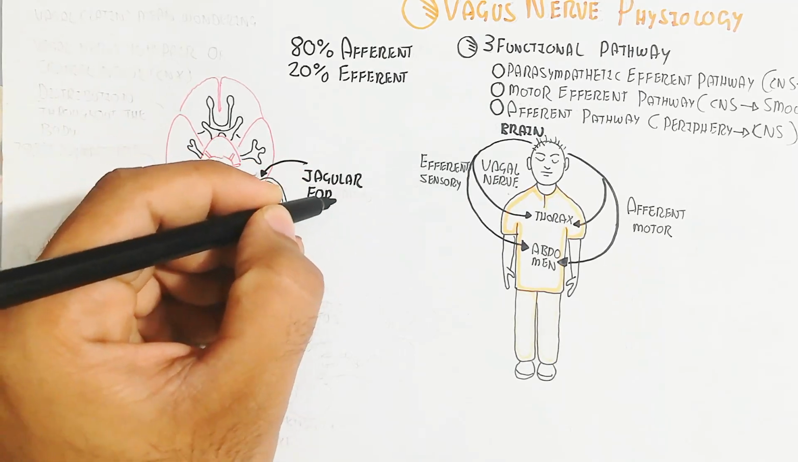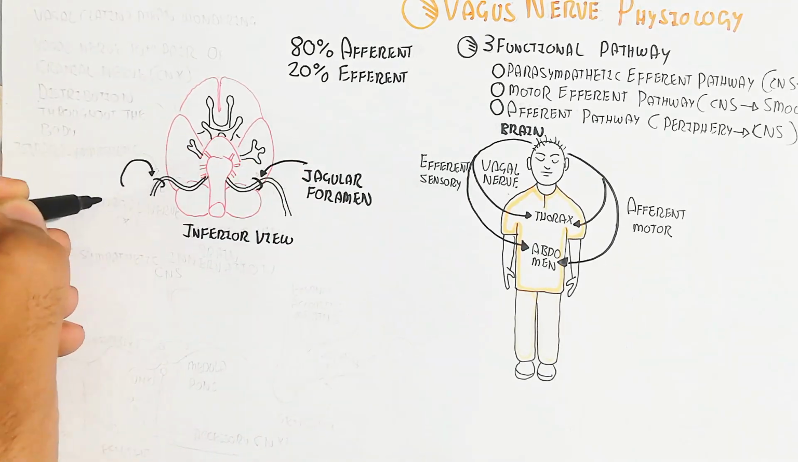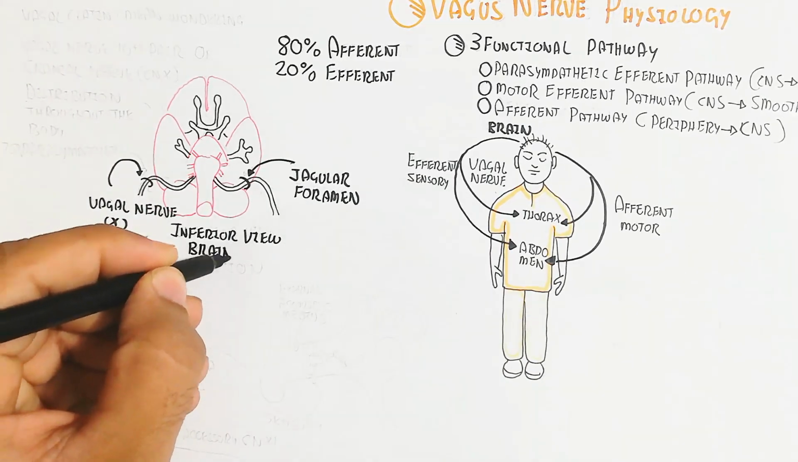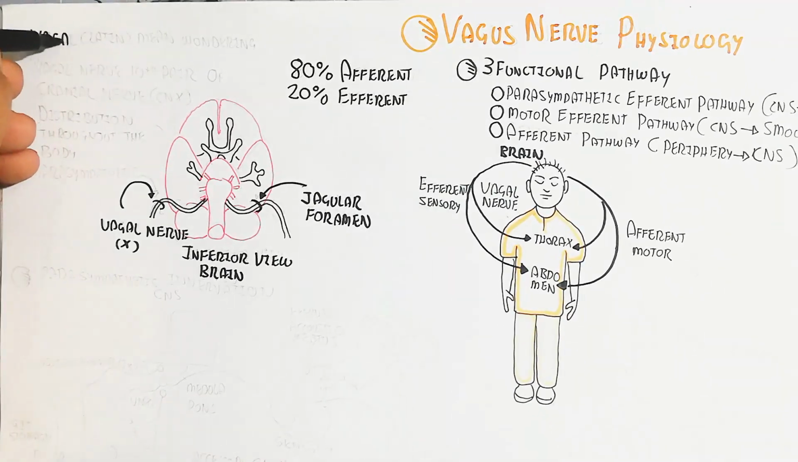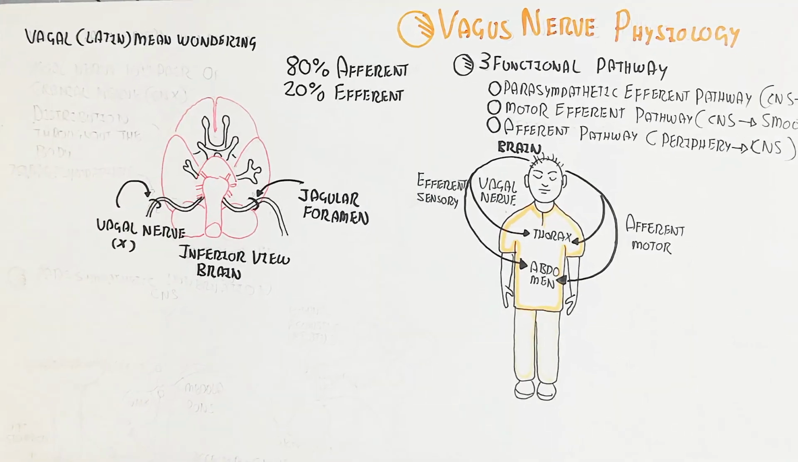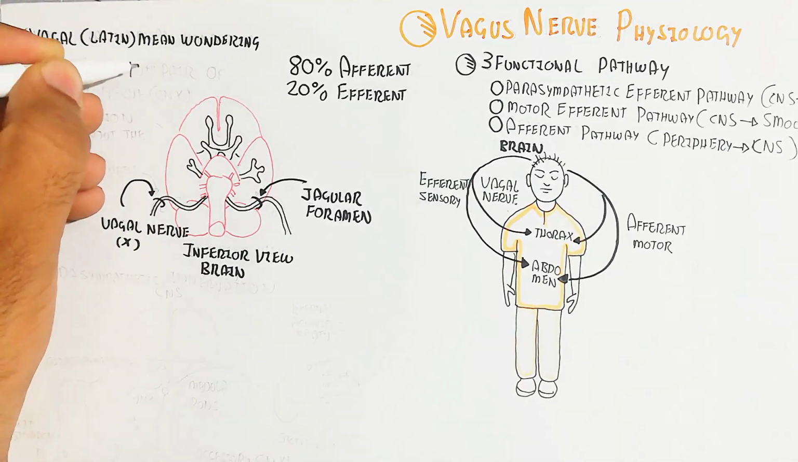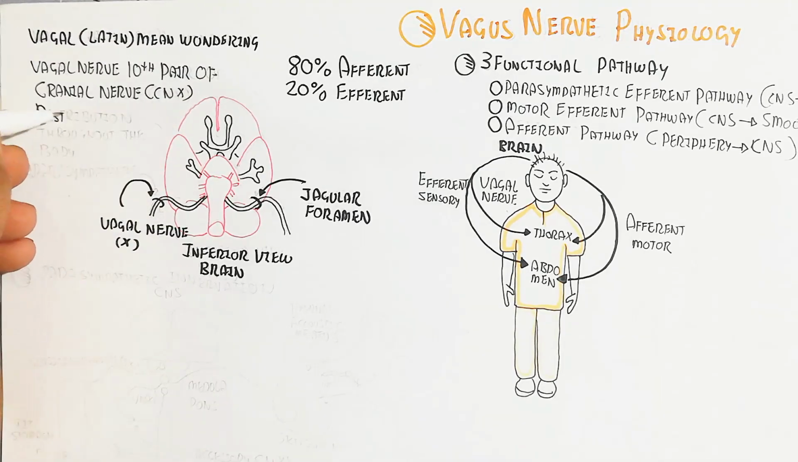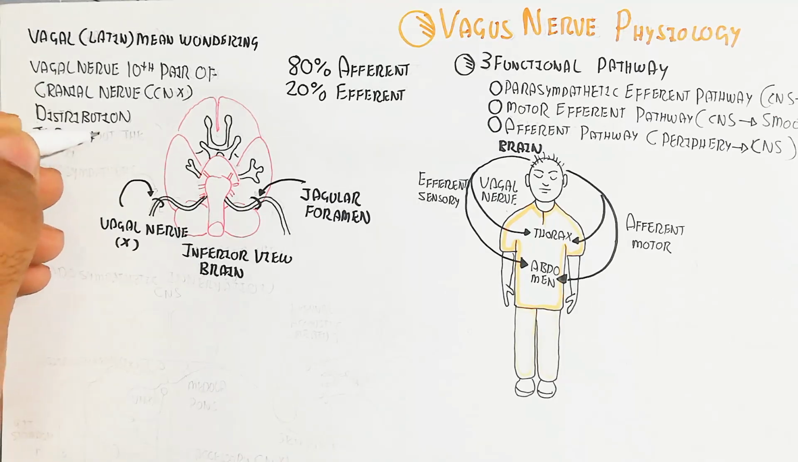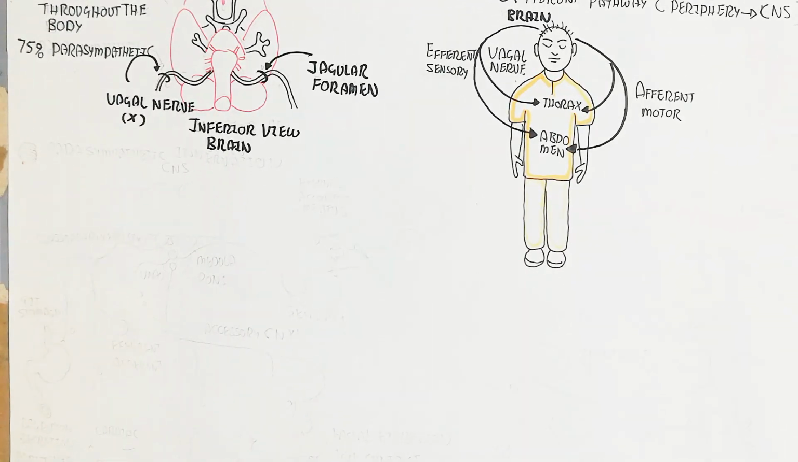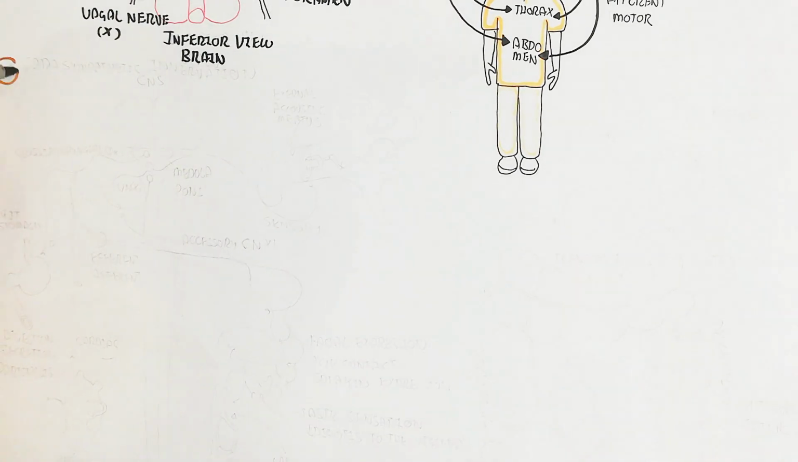This is cranial nerve 10, the vagal nerve, and this is the jugular foramen where it arises. This is the inferior view of the brain. The Latin word vagus means wandering. The vagal nerve, the 10th pair of cranial nerve, is distributed throughout the body and is in the form of a pair. Remember, 75% is parasympathetic while 25% is mixed.